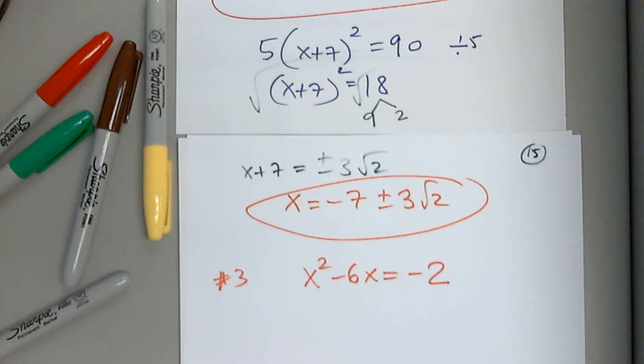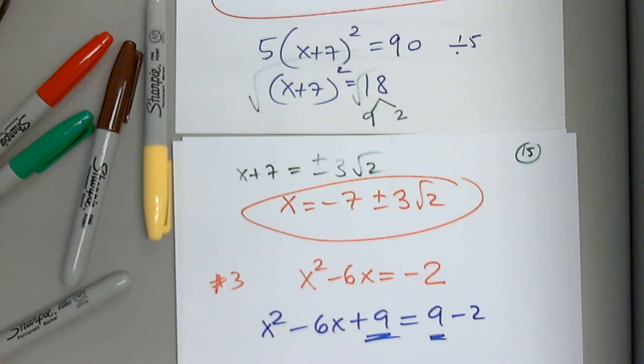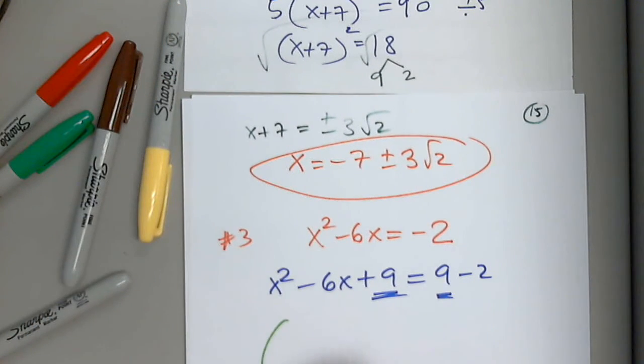The method of completing the square says, number 1, I have to identify the middle coefficient. Please divide it by 2. Negative 3. And then square negative 3. 9. This is what we need. x squared minus 6x plus 9 equals 9 minus 2. And notice that 9 must be on both sides. The left-hand side now is already completed. The square is completed. The right-hand side is 7.